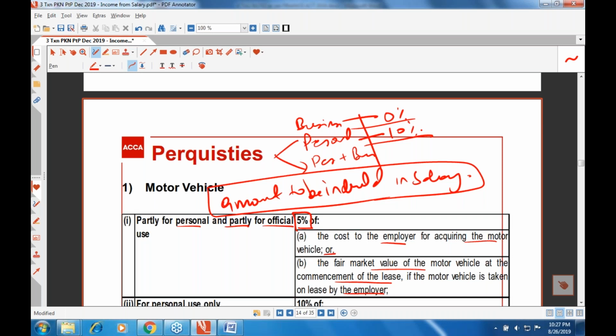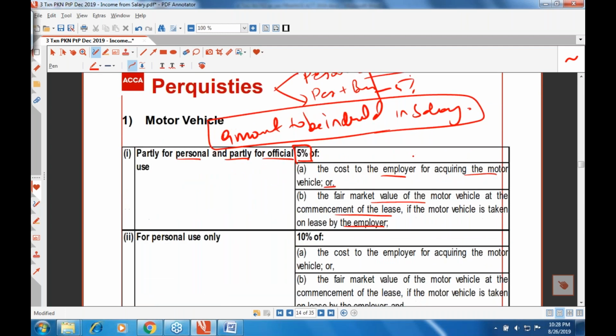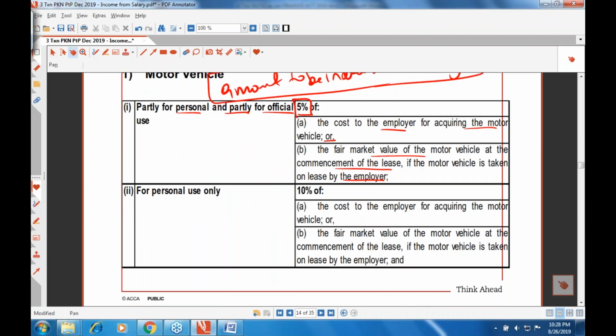And lastly, if you are being given a motor vehicle for use both for personal and business purposes, then only 5% of the amount is to be included in salary. Now let's try to understand: 5% of what? 5% of the cost to the employer for acquiring the motor vehicle. So whatever the cost for the employer is, that is it.